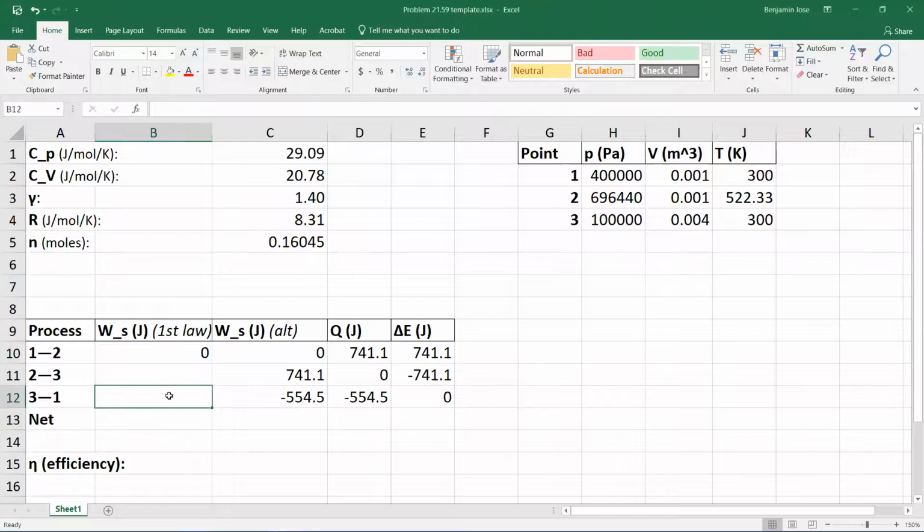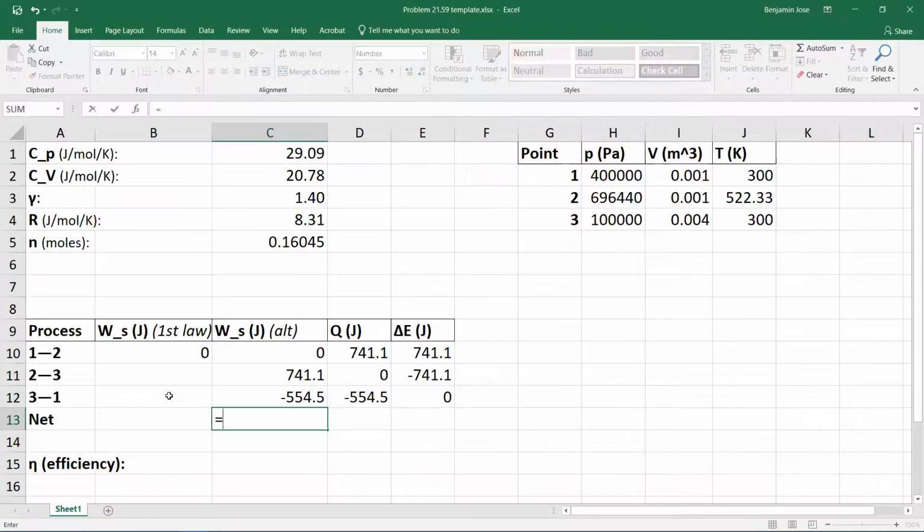Okay. I'll just go ahead and leave these blank, I suppose. And we're done. This PV cycle only had 3 vertices, if you want to call them that, so we're done. The net work would be the sum of all of these.